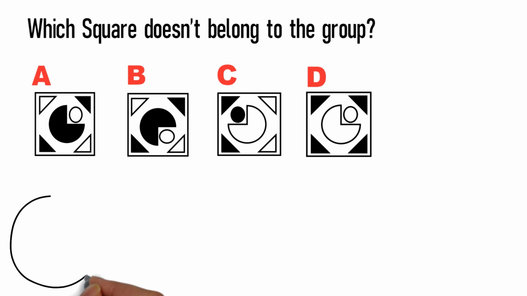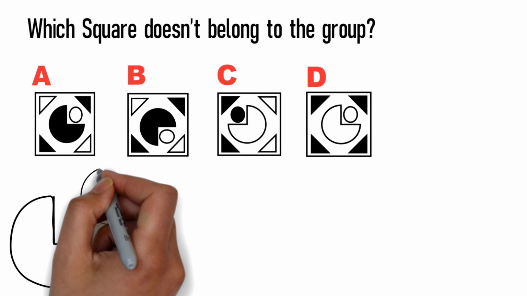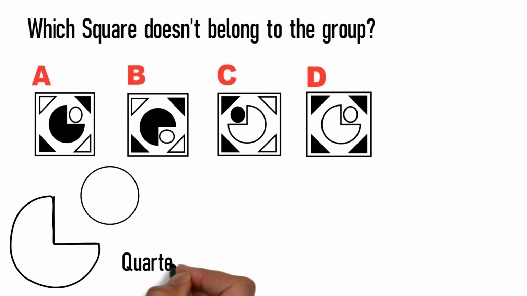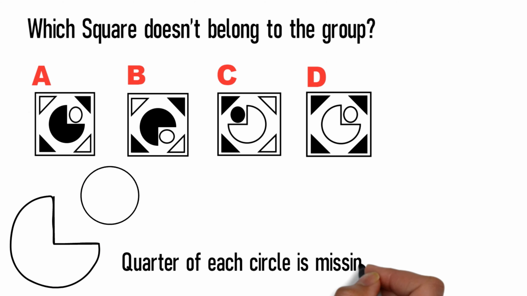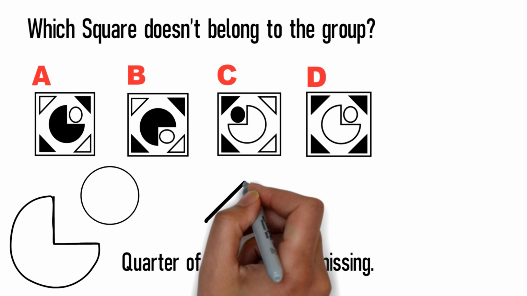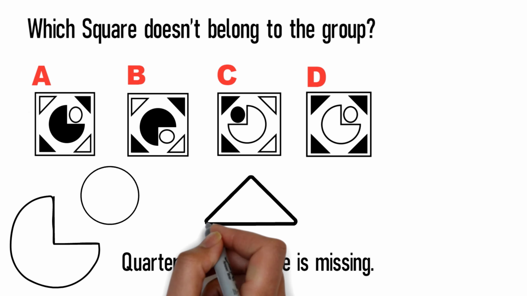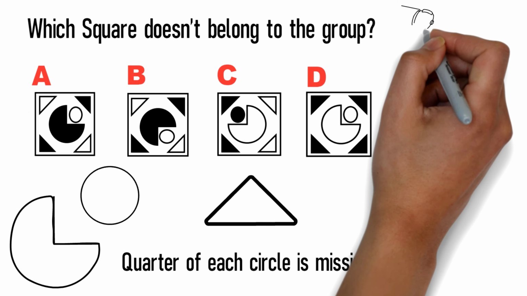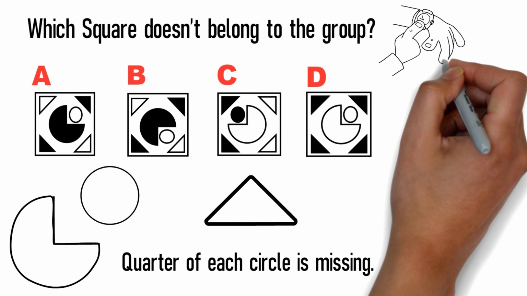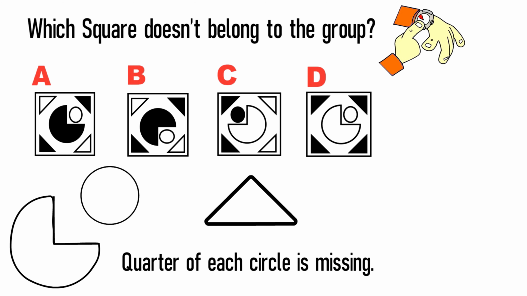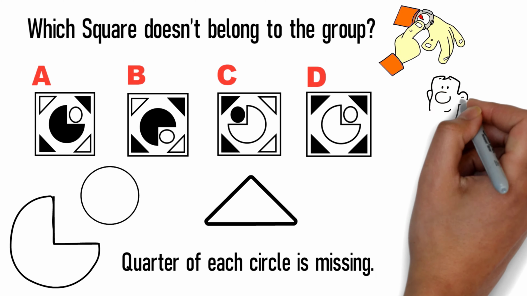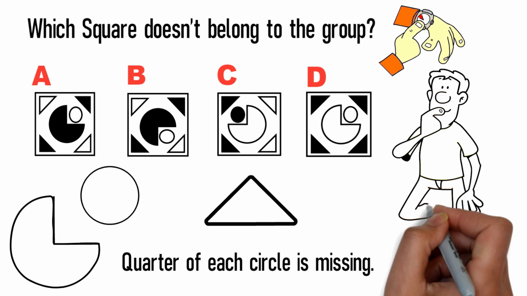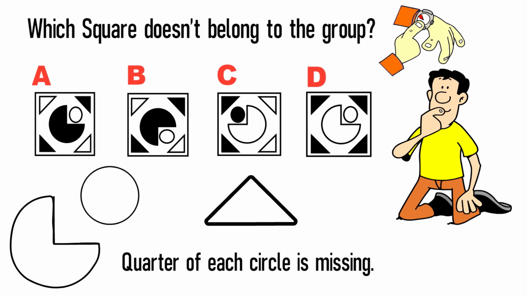Each square contains 2 circles inside. In the large circle, a quarter of the circle is missing, and instead replaced with the small circle. All squares also have triangles in the corner. Give yourself 5 to 10 seconds to see if you can come up with the answer. Do you see the answer? Let's continue to see how we can solve this challenge and get to the correct solution together.